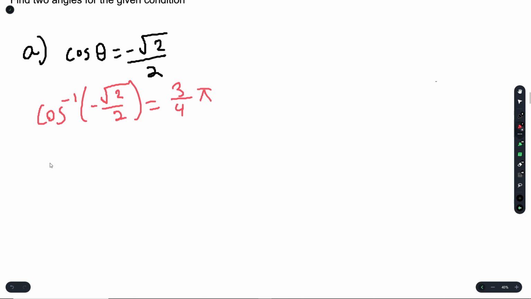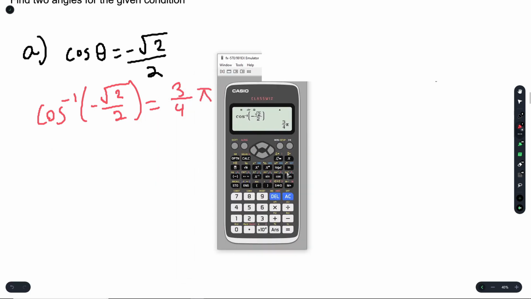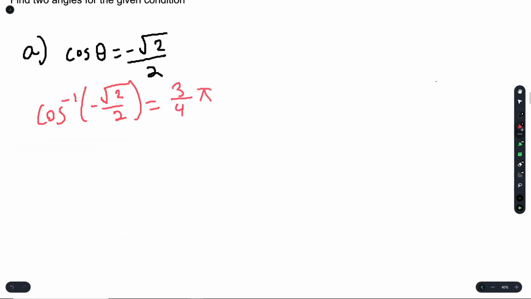So now we get the reference angle. We get the reference angle using shift tan. So shift tan of 3 over 4 pi, and we take the absolute value, so it's pi over 4. So the reference angle is pi over 4.